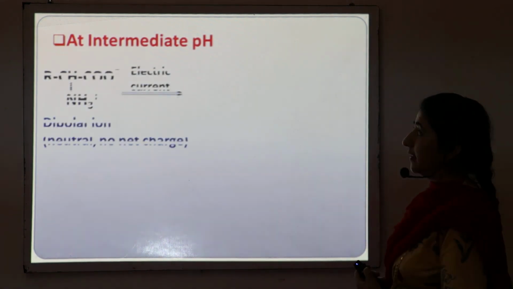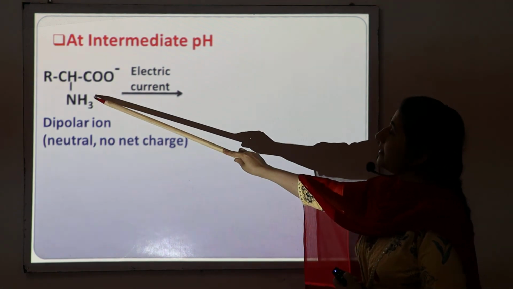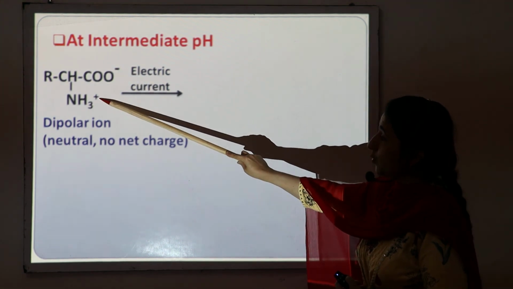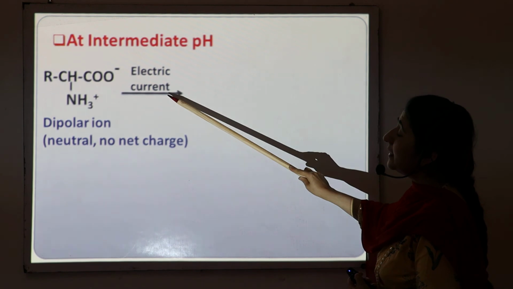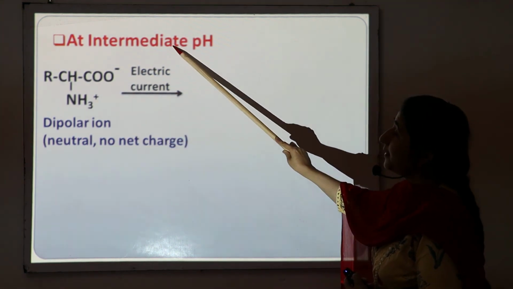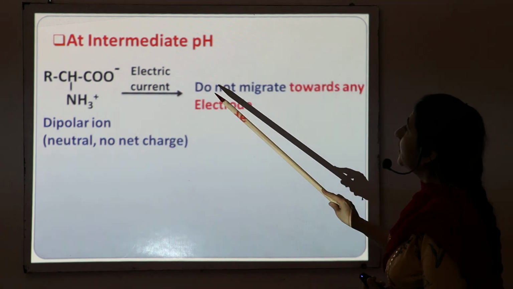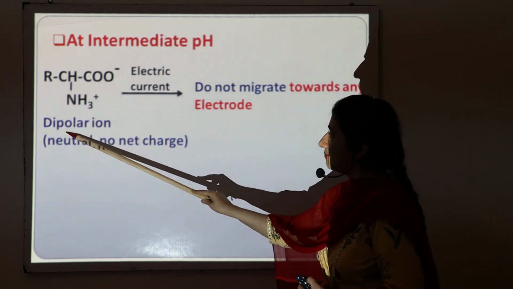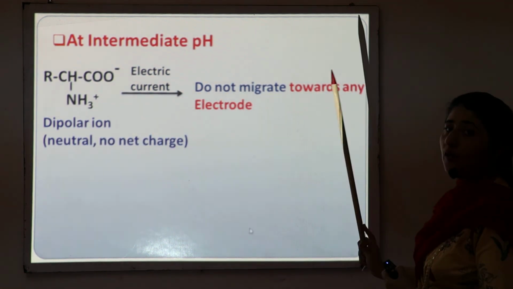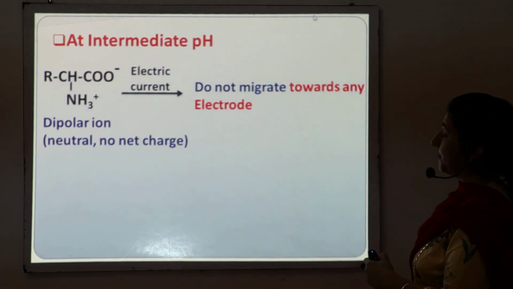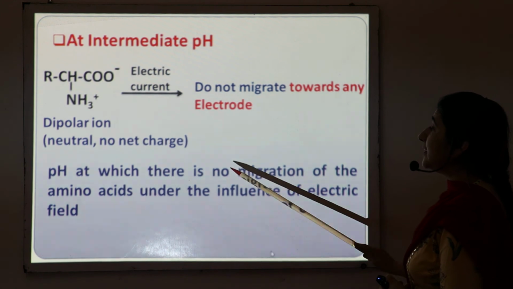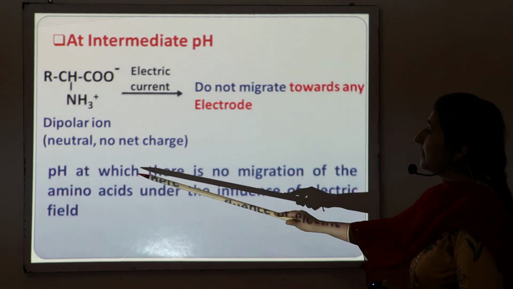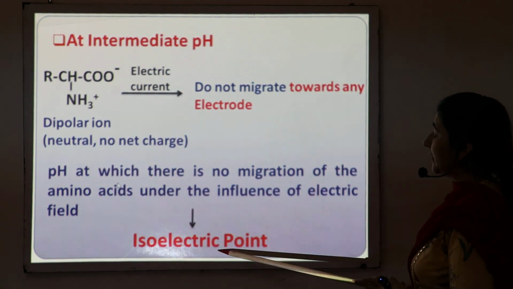As we already discussed, at intermediate pH the amino acid exists as a dipolar ion, which is neutral because the positive and negative charges are equal, so there is no net charge. After passing the electric current through the dipolar ion at intermediate pH, the amino acid does not migrate toward any electrode due to its neutral nature. It moves neither toward the positive electrode nor toward the negative electrode. So the pH at which there is no migration of the amino acid under the influence of an electric field is known as the isoelectric point.